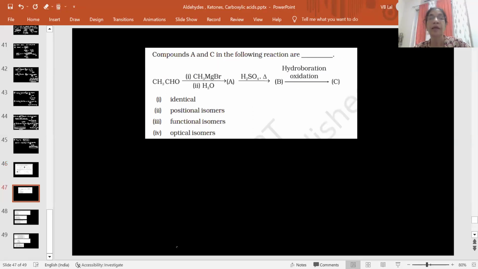Compounds A and C in the following reaction, what are A and C? Are they identical, positional isomers, functional isomers, or optical isomers? Okay, so let us see what is A. Can you tell me what is A?